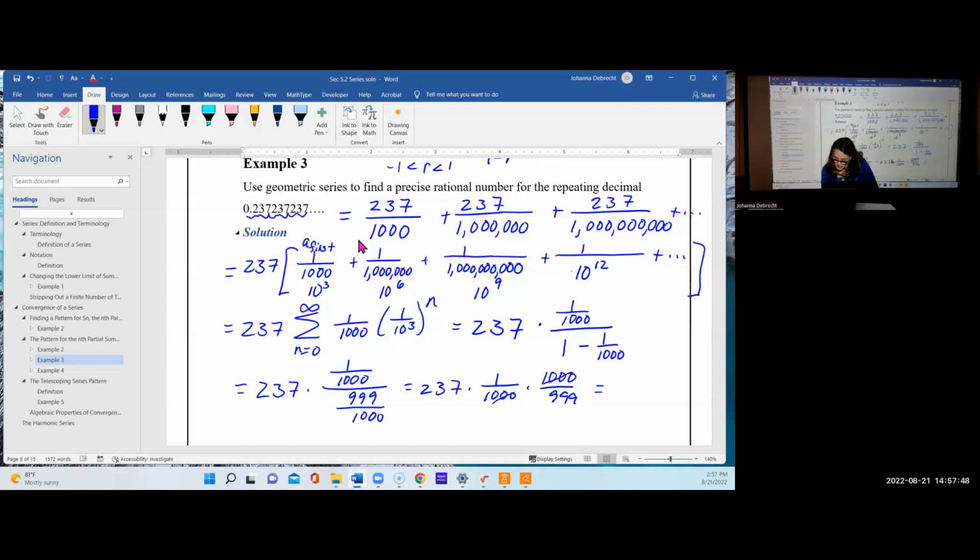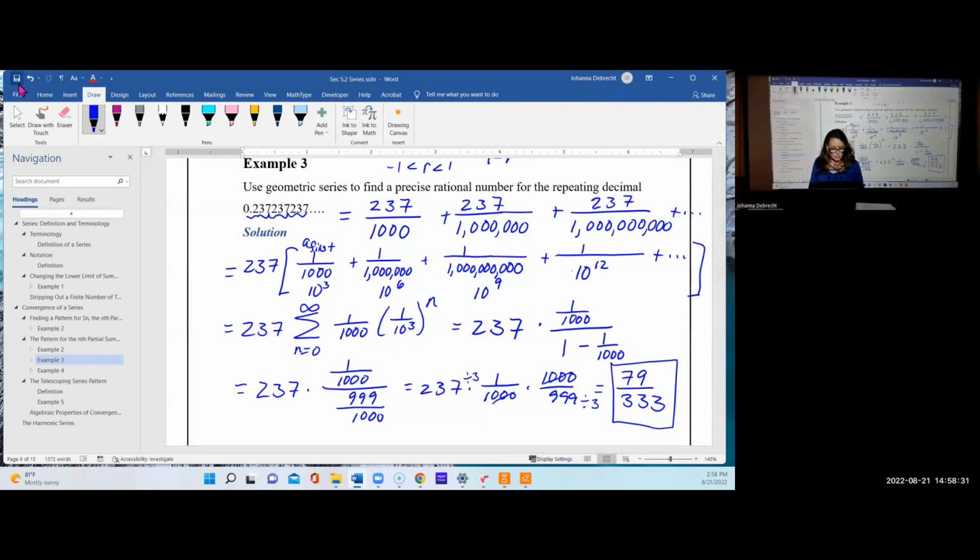We need to divide by 3. So if we divide this by 3 and divide this by 3, I get 79, which is prime, over 333. And this would be the reduced fraction, which represents the repeating decimal number 0.237237237. So hopefully this makes sense to you, what we're doing so far, how we're using infinite geometric series with ratios between -1 and 1 to find the rational number for a repeating decimal.